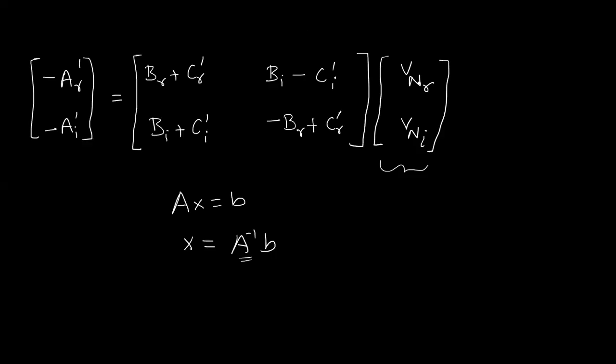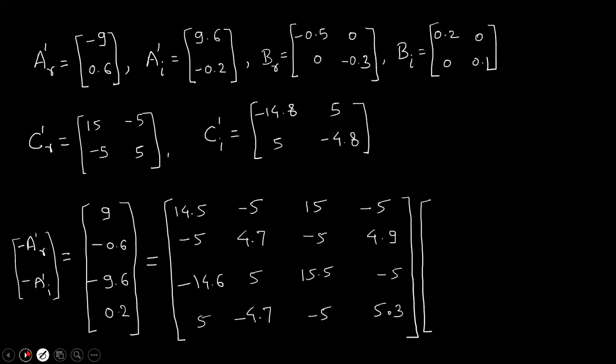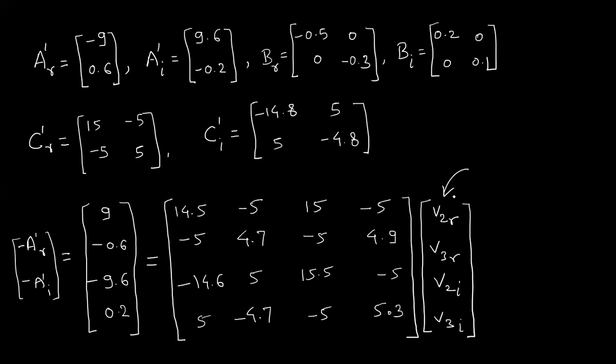And here we have Vn real and Vn imaginary. So real part first, Vn stands for all the bus voltages except the substation. So this matrix will be like V2 real, V3 real, then V2 imaginary, V3 imaginary. Right. So here we have got a system of linear equations, and here the only unknowns are the voltages V2 and V3, their real parts and imaginary parts. So we can solve this equation.